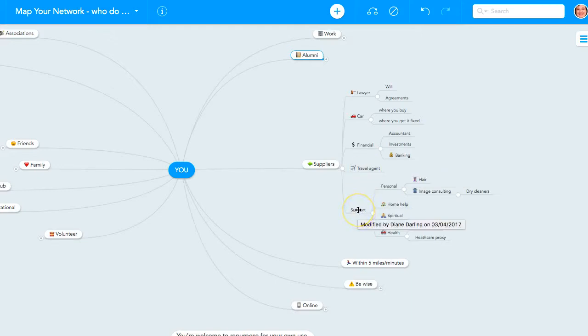Also, who's in your support network? Some of this is personal, such as your hair. I have an image consultant that I go to on occasions because I am totally fashion impaired. I don't care what I look like, but I know I need to look good, especially when I'm doing presentations. So I obviously have dry cleaners. Some people are lucky enough to have home help, a cleaner or something like that. Also, spiritual. Who do you go to when you need some counseling or things like that?